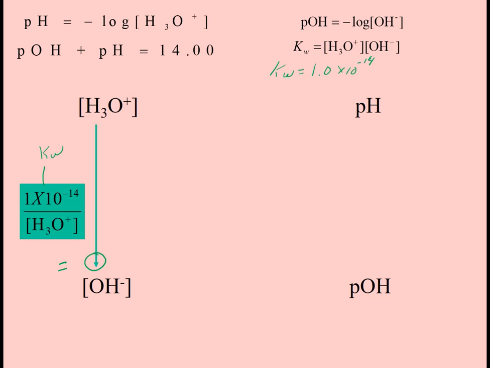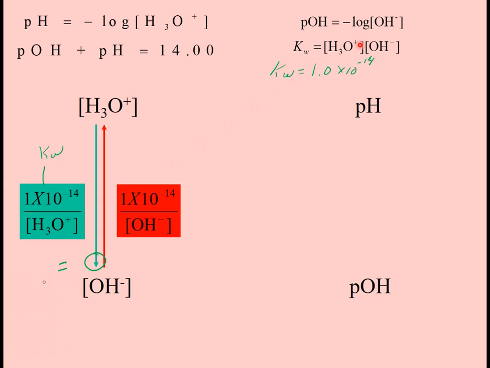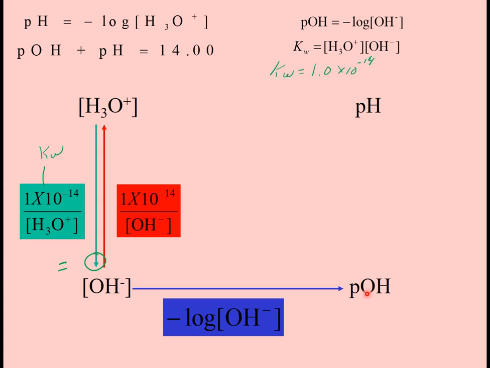If I have OH minus and I want to go to hydronium, it's just the opposite. It's still Kw, but it's Kw divided by the OH minus to get the hydronium. Again, here's the end of my arrow, and it means the equal sign is the hydronium ion concentration. If I have hydroxide and I want pOH, it's the negative log of hydroxide. This one's not given to you.